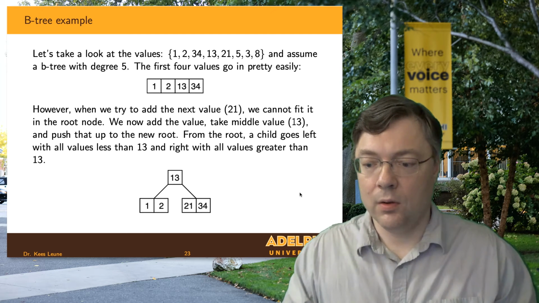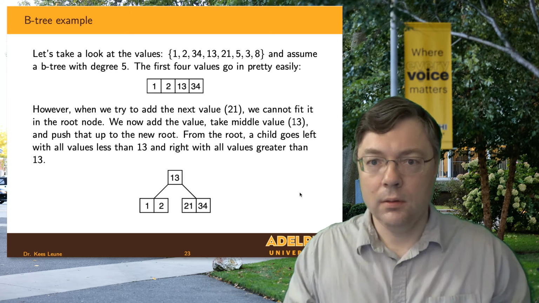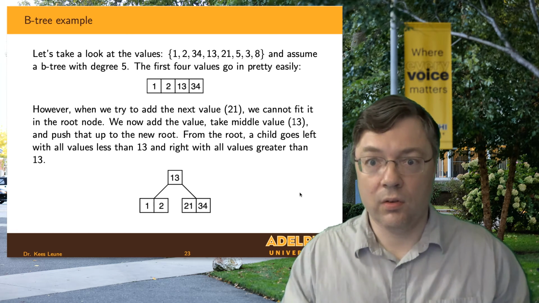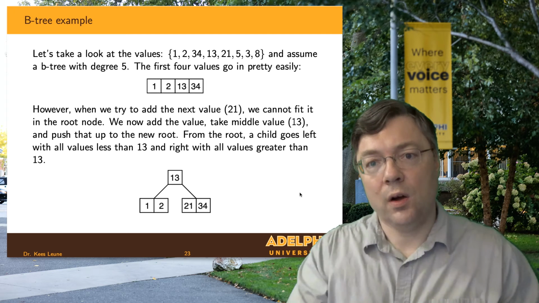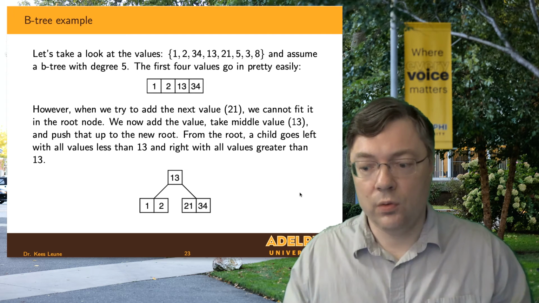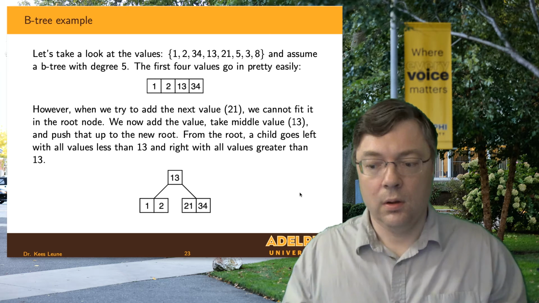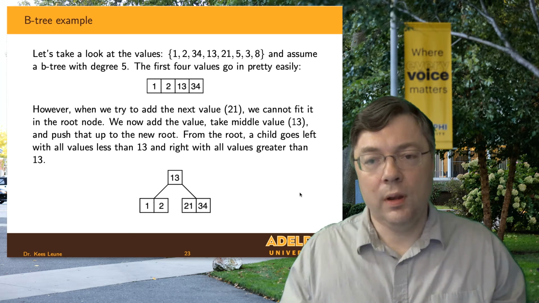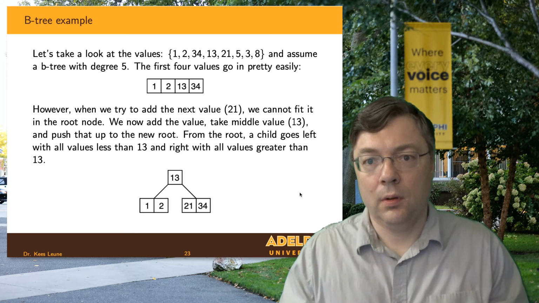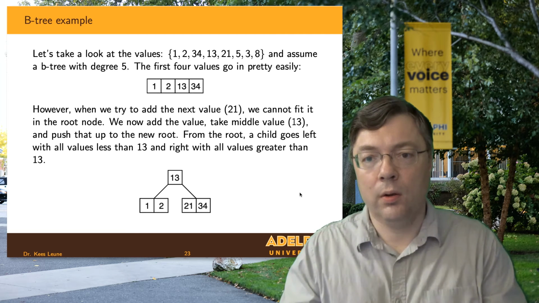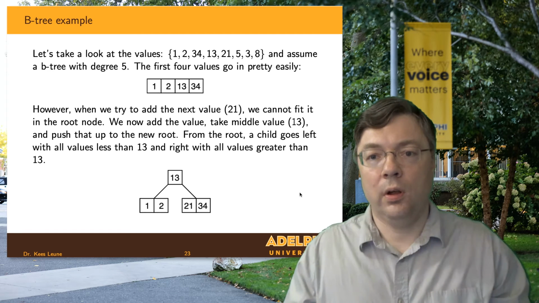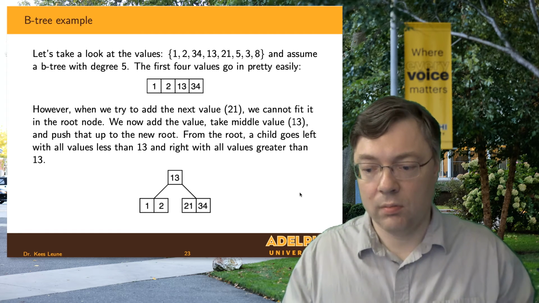And that means that to the left of 13, I have all values less than 13, in this case 1 and 2. And to the right of 13, I have all values greater than 13, which is 21 and 34. And so my tree just split itself from one node to a root node and two leaf nodes underneath.